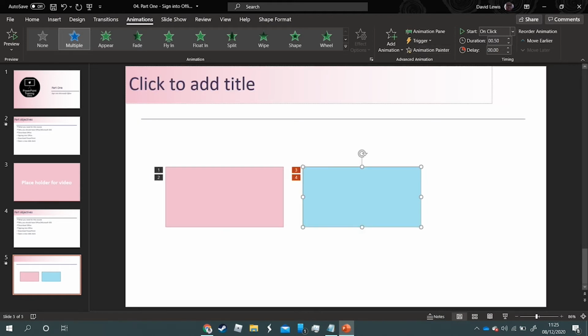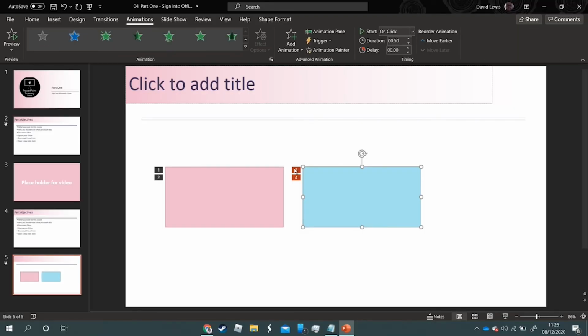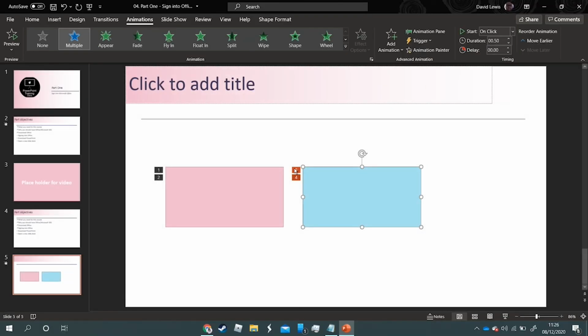I'm now going to press Shift F5 and we can start presenting again. First pink one comes in, then it flashes. Blue comes in, then it flashes. And that's that. And that is how simple it is.